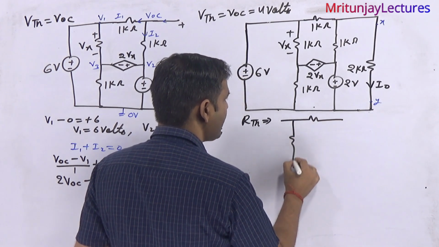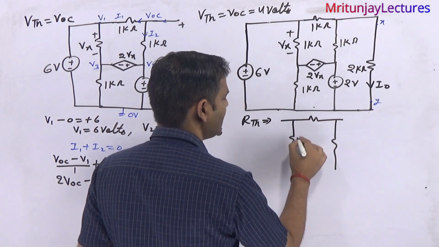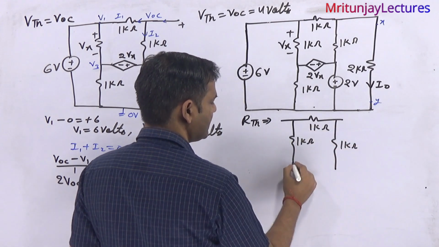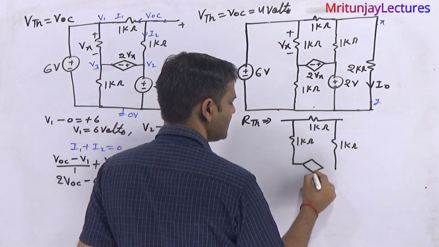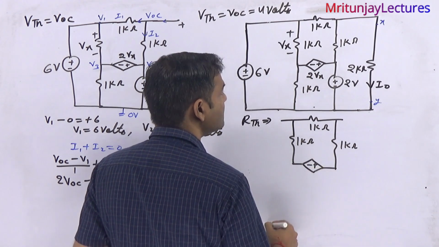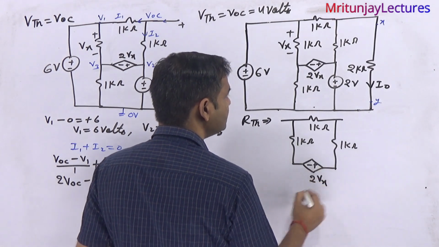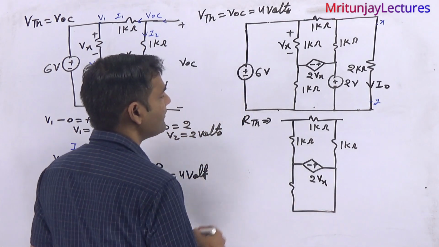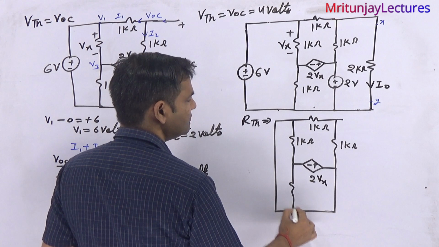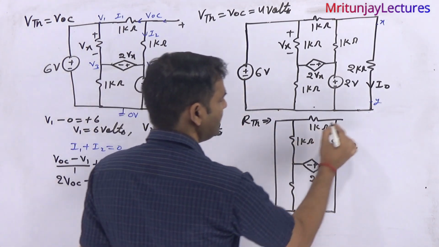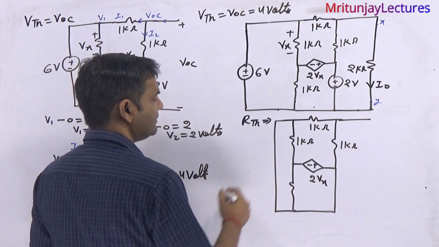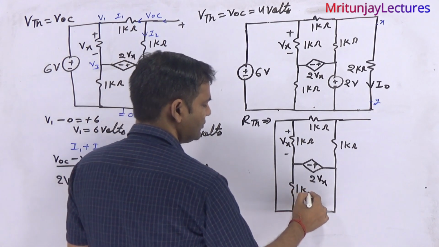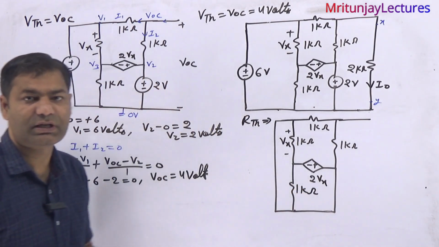1 kilo ohm here, 1 kilo ohm, 1 kilo ohm here, 1 kilo ohm here, minus plus 2 Vx here, 1 kilo ohm. That is short circuited, and this one is like this one, that is short circuited. And in the second one, a voltage dependent voltage source is available, and here 1 kilo ohm, here the voltage dependent voltage source is available.